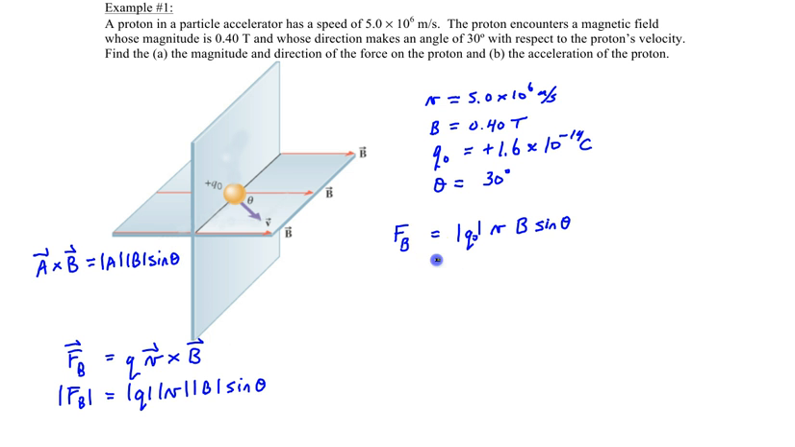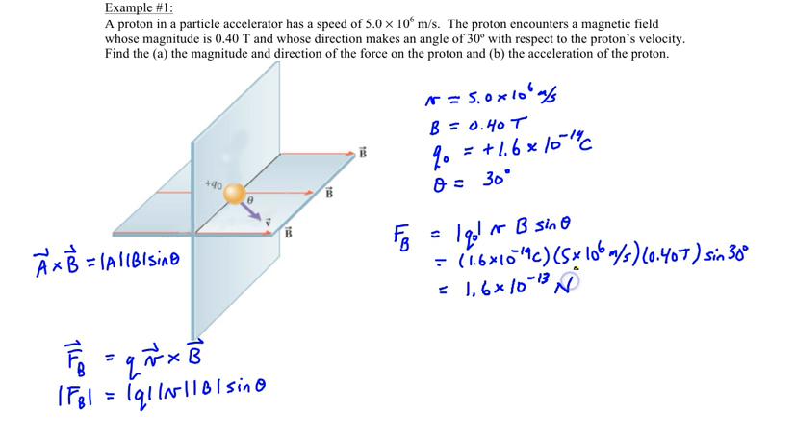Now you can substitute in your q, your velocity, the B, and the sine of the angle, and compute this on your calculator. Make sure your calculator is in degree mode. This will give you the magnitude of the force: 1.6 times 10 to the power of negative 13 newtons. Okay, and now comes the fun part.